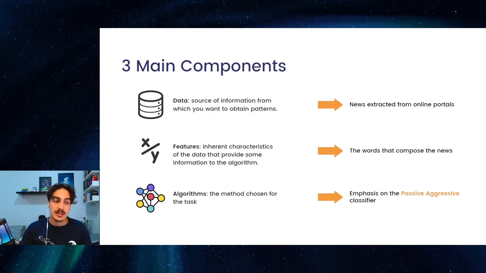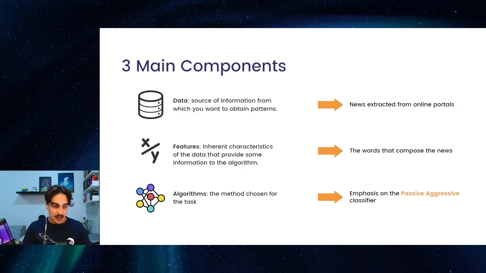And finally, the algorithm. The algorithm is the method chosen for the task. And today we're going to give some emphasis to the passive-aggressive algorithm. I had some really nice results with the passive-aggressive. It's not a very famous algorithm, but I think it works pretty well with big data. If you have big inputs, for example, Twitter or any important news agencies, you can work with passive-aggressive because it works very quickly, very fast, and it's an efficient algorithm, as we're going to show you in a few moments.